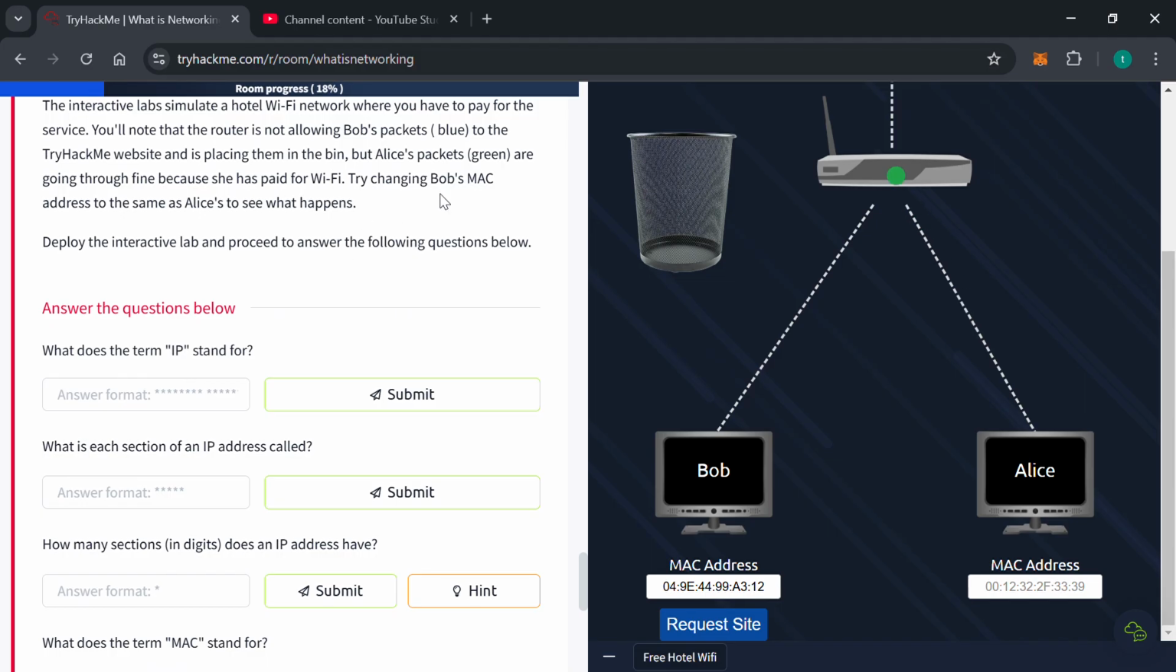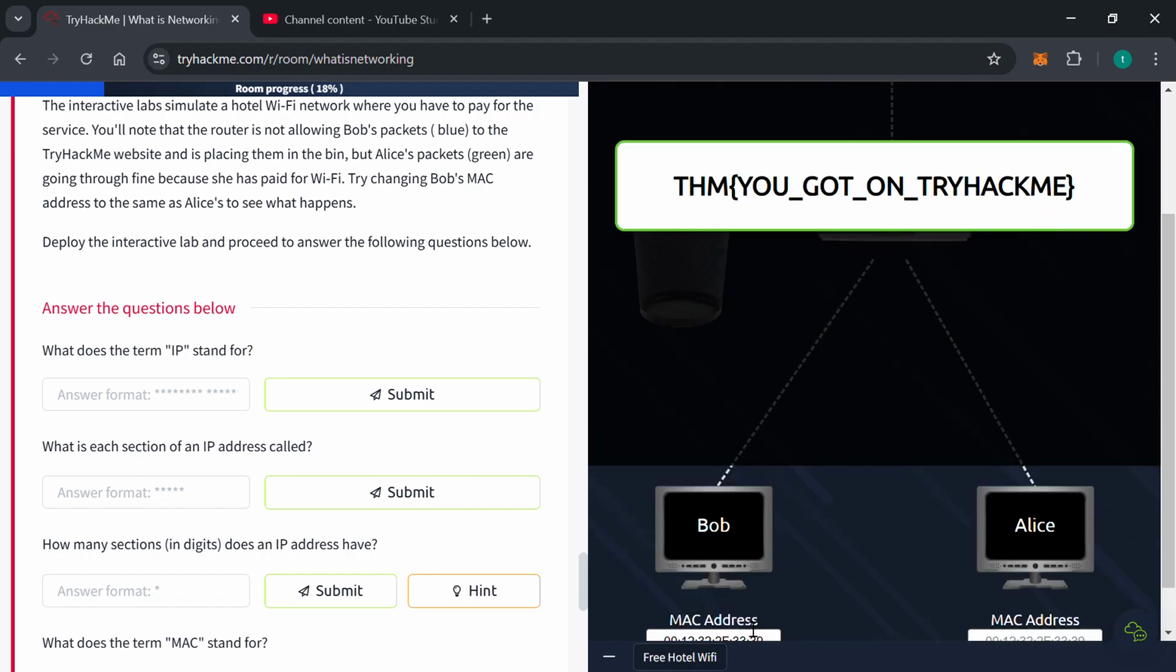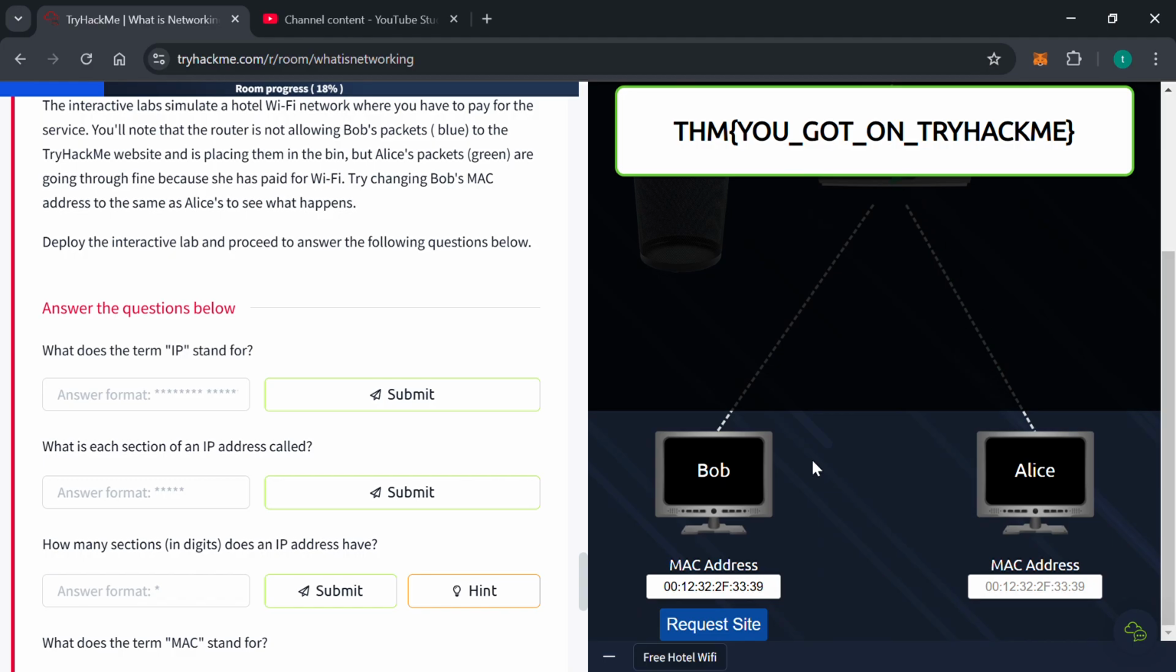The task says to try changing Bob's MAC address to the same as Alice's to see what happens. So we are trying to do what we call spoofing right now. I'm Bob, however, I'm going to be pretending to be Alice by spoofing a MAC address. Let's see, 2F, 33, 39. You can see that Bob's request is passing through now.